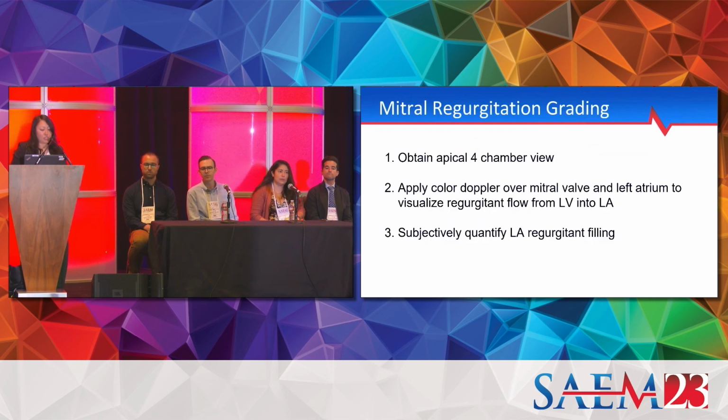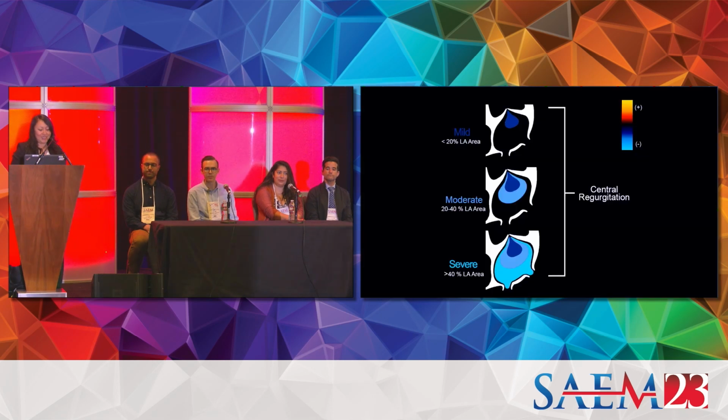Grading mitral regurg is probably one of the easiest valvular assessments to do. So this is a good starter valve if you want to get familiar with this type of assessment. You need to obtain an apical 4-chamber view or a parasternal long-axis view, and then you just put your color Doppler window over the mitral valve and include the entire left atrium, and then you just subjectively quantify left atrial filling. So I feel like in POCUS, we love subjectively quantifying things, and this is going to be a rough outline of how you can do it.